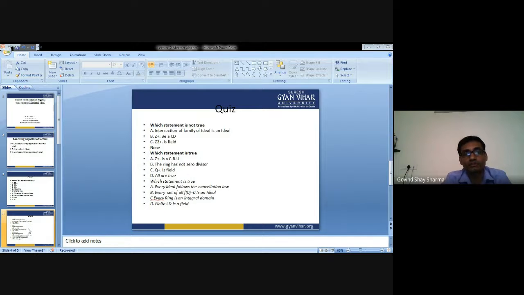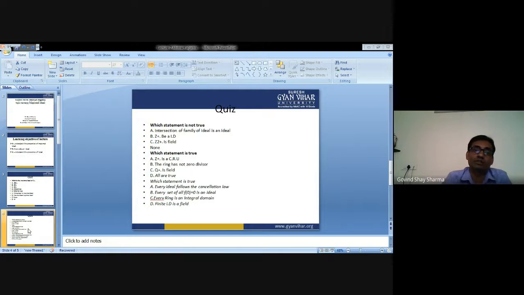Which statement is true? Z plus is a CRU, that's right. The ring has no zero divisor, and Q plus is a field. Q plus is a field also. All are true, that's right. Which statement is true? Every ideal follows the cancellation law. That's right. The set of all x with f(x) equal to 0 is an ideal, absolutely right. If the image of 0 is 0, then it is an ideal. Everything is an integral domain?